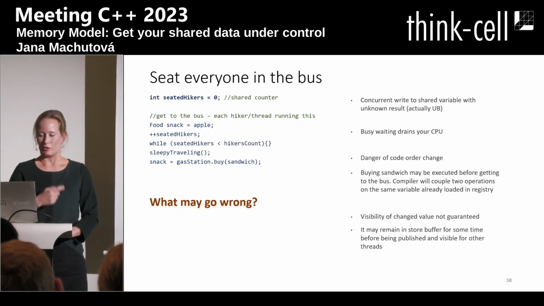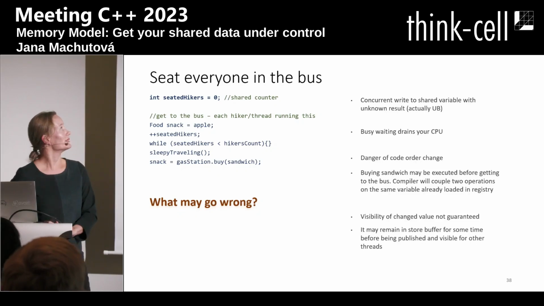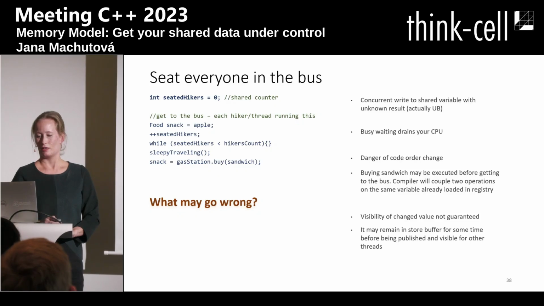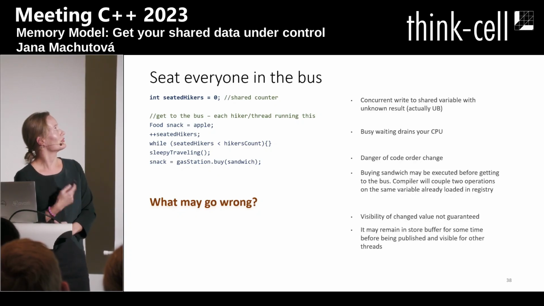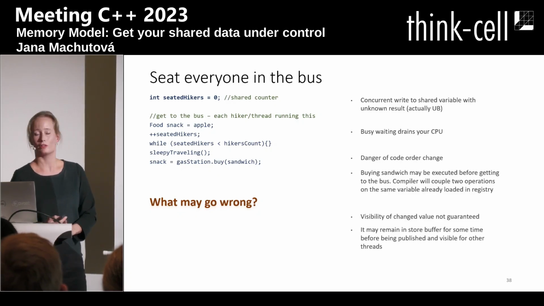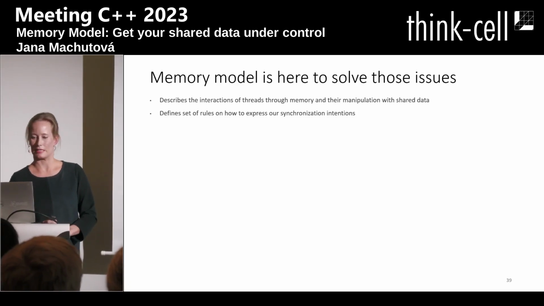And also the visibility of a changed value is not guaranteed to be immediate. It may lie in the store buffer for some time, and you may get a wrong number. Even if someone already changed it, you may see the old value. So what can we do with this? It's all wrong, but we need to synchronize somehow. This is the reason to present the memory model: to provide techniques to achieve synchronization.